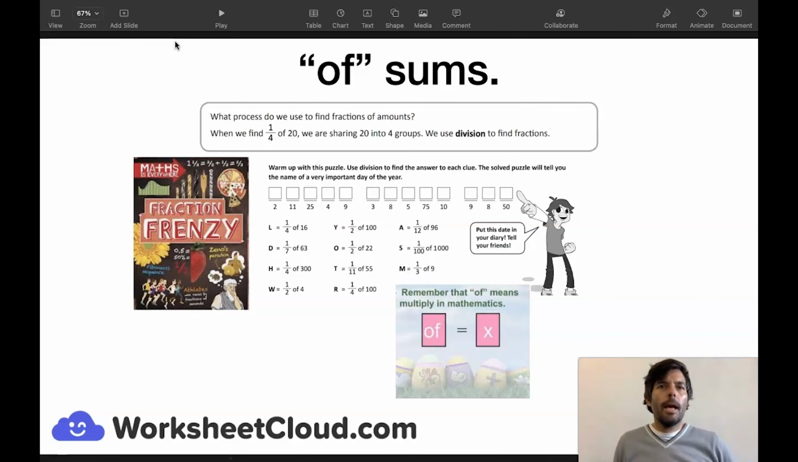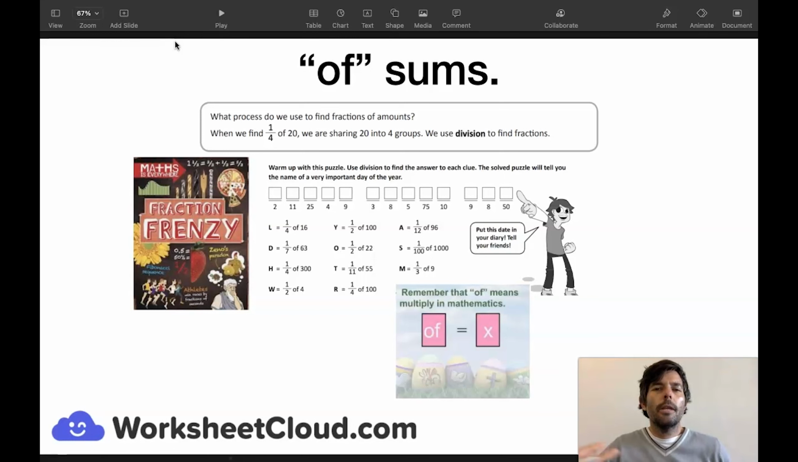Okay guys, welcome back. So today we're going to be having a look at "of" sums. Okay, and we know "of", when we're working with fractions, means multiply. So if you have a look at the top box, it says, what process do we use to find fractions of amounts? When we find 1/4 of 20, we are sharing 20 into 4 groups. We use division to find fractions.